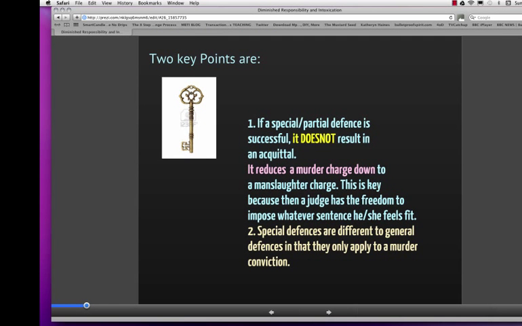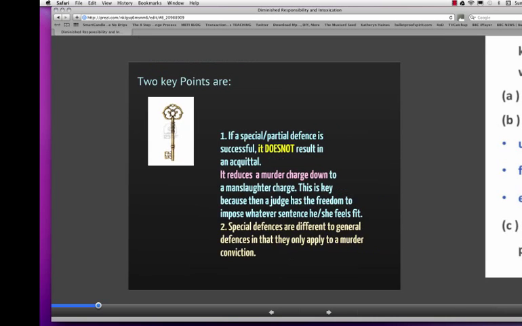2 very important key points. If a special partial defence is successful, it doesn't result in an acquittal the way that a general defence does. It reduces a murder charge down to a manslaughter charge. Okay, so it's not a license to kill. The defendant will still have to serve time. It reduces their charge down, and it's a key bit of information because then a judge has the freedom to impose whatever sentence he or she will feel is suitable. Special defences are different to general defences in that they only apply to a murder conviction.